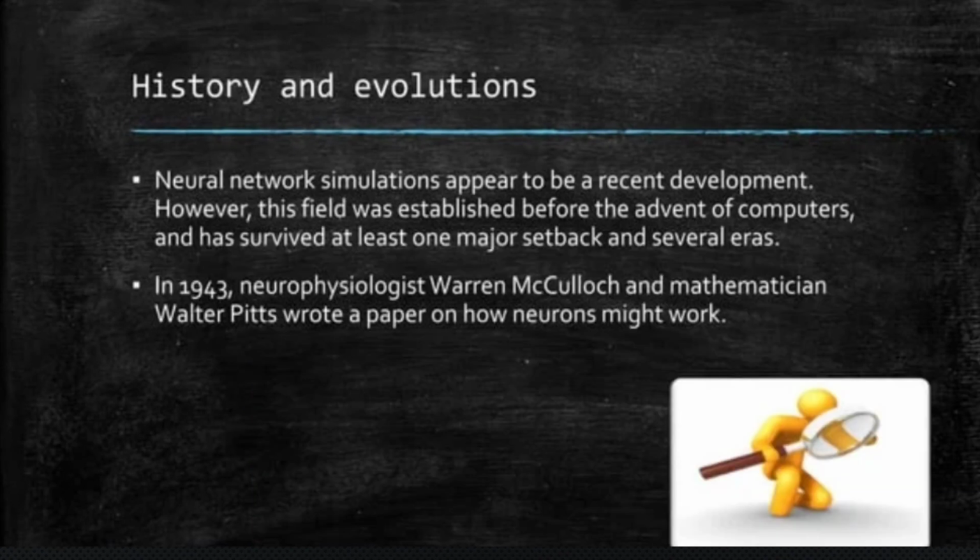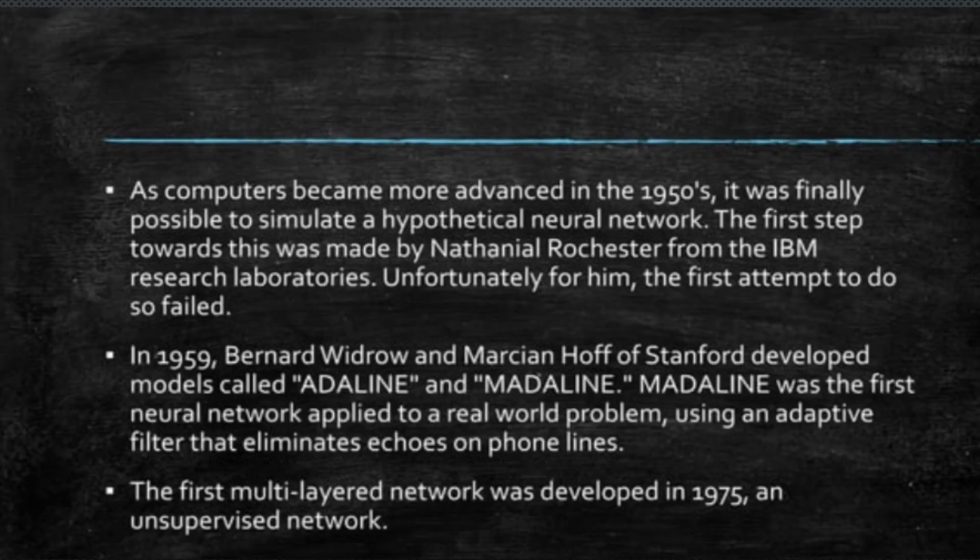History and evolutions. Neural network simulations appear to be a recent development. However, this field was established before the advent of computers and has survived at least one major setback and several eras. In 1943, neuropsychologist Warren McCulloch and mathematician Walter Pitts wrote a paper on how neurons might work.